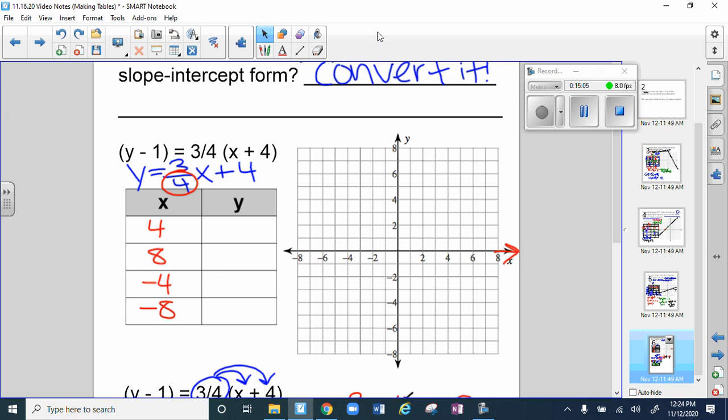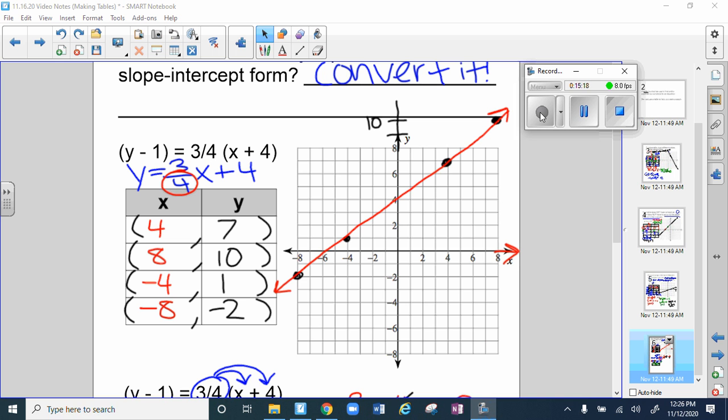Pause the video, try to find your values for y, maybe graph them too, and see if you can draw your line. And then when you unpause, you can check your work. So go ahead and pause the video now. All right, here is the filled in table and the completed graph. So all of those points that we see in our table are solutions.